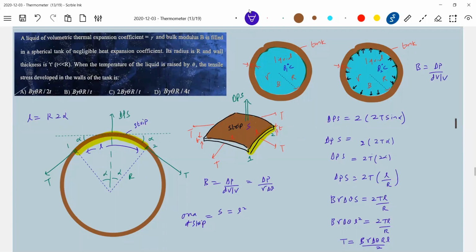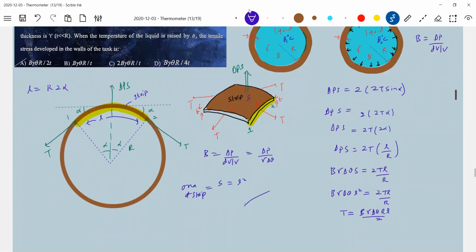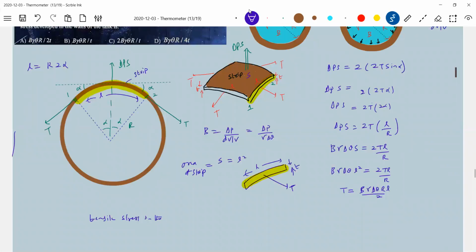How you define tensile stress? So here only we'll go for it. So this is what that yellow color strip I'm taking. Thickness is t, length is L, and the tension T is acting here. So tensile stress in the tank. Now let's come for this one. Tensile stress in the tank. So what it should be equal to?